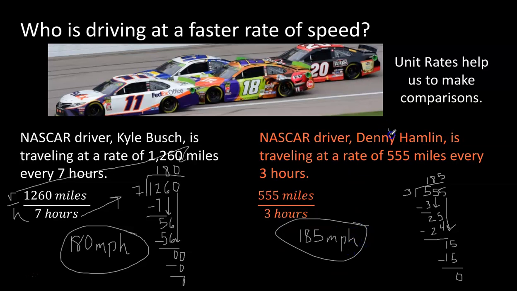This means that Denny Hamlin is traveling at a faster rate of speed, and you can also see by comparing the two that Denny is traveling 5 miles per hour faster than Kyle is. I hope that in this video you learned why we would convert a rate to a unit rate. The purpose is to be better able to compare two different rates.